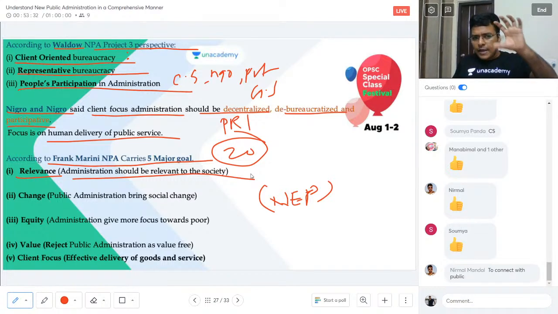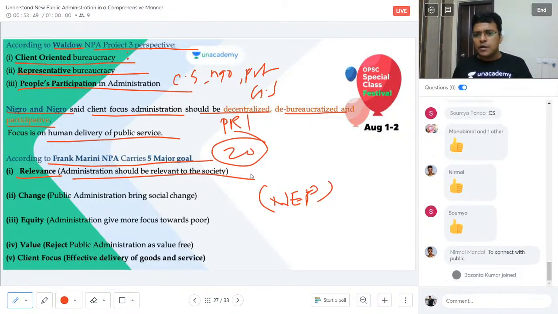So NPA, new public administration's one major goal is relevance. That means administration should be relevant to the society. You as a BDO, you as a Tahsildar, you as a SDPO must be relevant. Means your presence should be felt. It is not that you are irrelevant to the society. You must be relevant to the society. Got my point? As a BDO you should be watchable. People should feel that okay, administration is there.